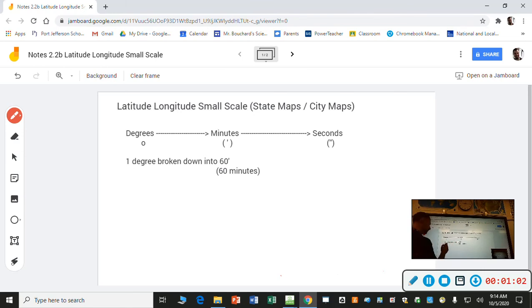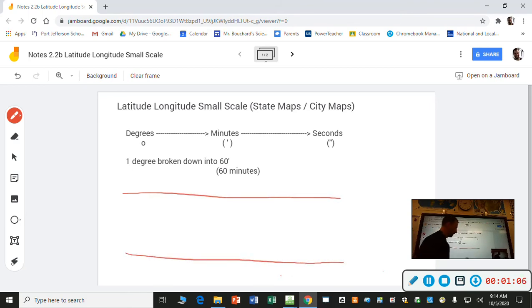So if you have the New York State map, especially on the reference table, which you guys are going to be using, this could be 42 degrees north here, and this could be 43 degrees north right here. So how does it work? How do you break down in between? You have to imagine 60 little markings in between each degree.